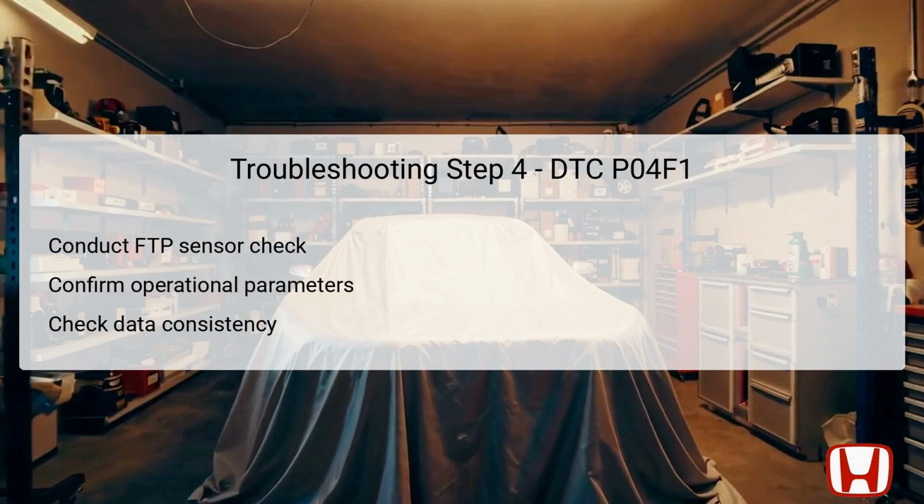The fourth troubleshooting step centers on the functionality of the FTP sensor. Begin this process by ensuring that the sensor is properly connected. Then, verify its operation by conducting a diagnostic check. This involves measuring the sensor's output under specific conditions, where the sensor should indicate consistent values when pressure is applied. Carefully monitor the data displayed on the HDS, Honda Diagnostic System, for inconsistencies. Differences in current and recorded values suggest that the sensor may be malfunctioning.